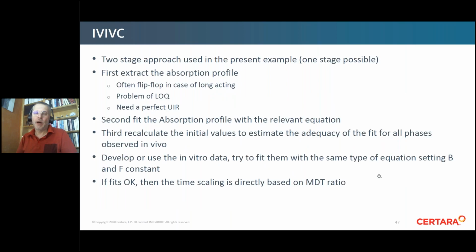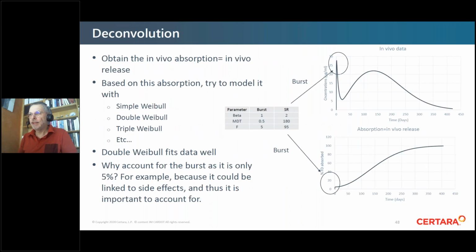We have discussed the problem of the initial burst. We have discussed also later on the flip-flop, which could be very important if you use a Wagner-Nelson. So that means when we have the absorption curve, you can try then to make a model. And that is something that you can do. You can, for example, model it with nothing more than a double Weibull.